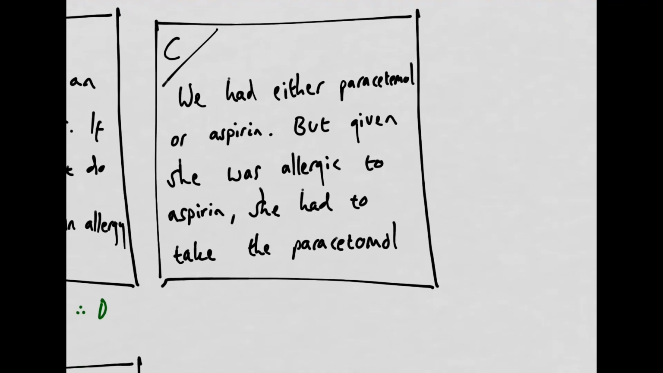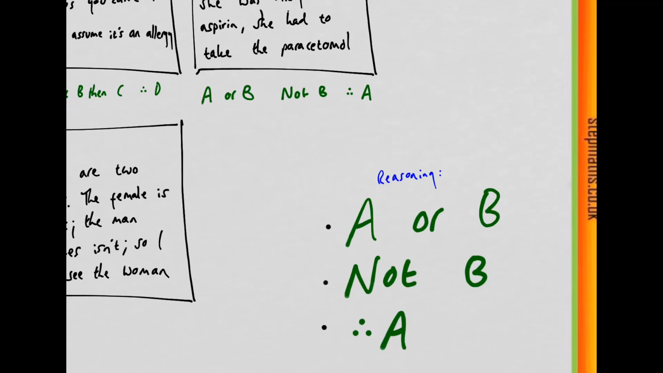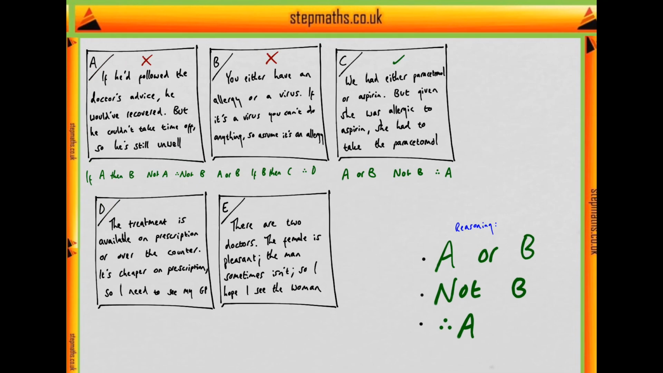What about C? This says we had either paracetamol or aspirin. But given that she was allergic to aspirin, she had to take the paracetamol. So the logical form of this looks like this. A or B, paracetamol or aspirin, not B, not aspirin, therefore A, paracetamol. And if we look at the reasoning used in the passage, we can see that they're identical. And so C looks like it's going to be the answer.